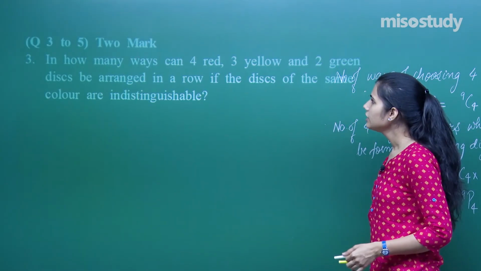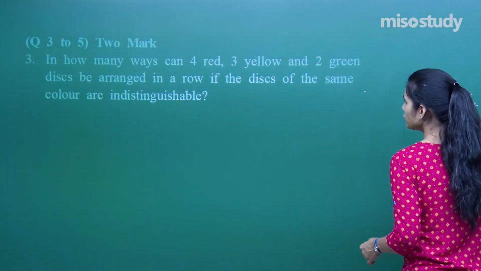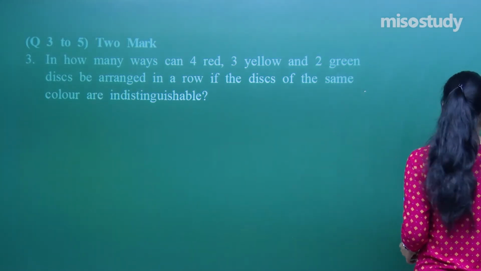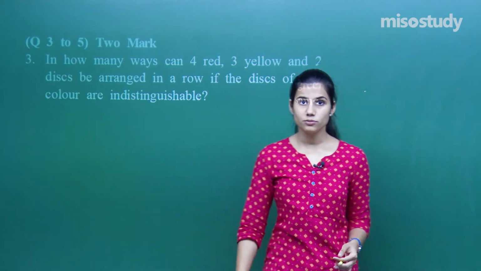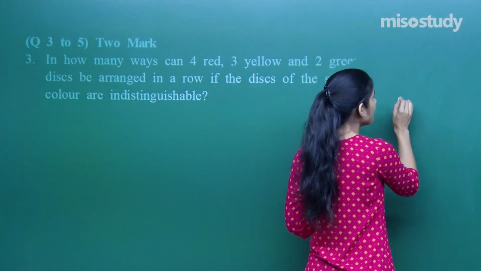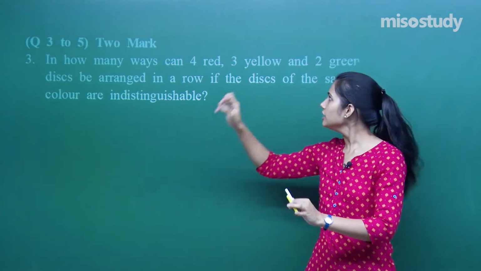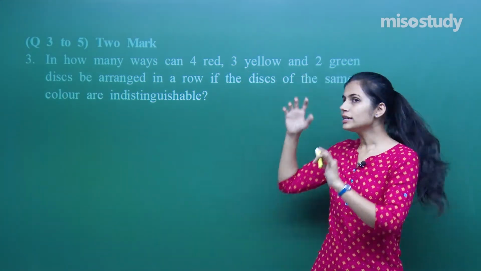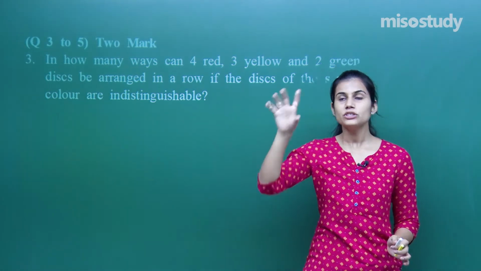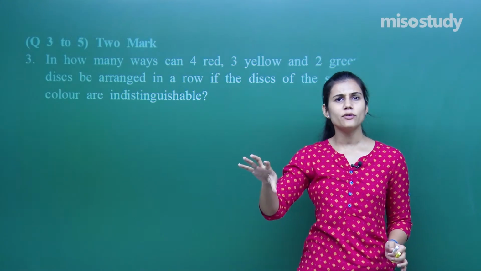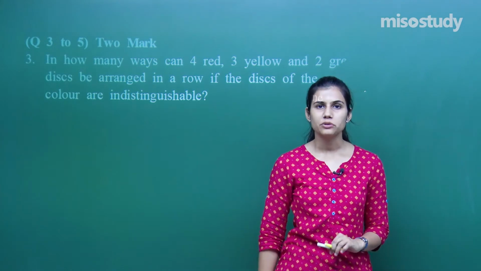Next question we have, in how many ways can 4 red, 3 yellow and 2 green discs be arranged in a row if the discs of the same color are indistinguishable? Now, basically there are 4, 5, 6, 7, 8, 9 objects. There are 9 objects, out of which 4 are same of one kind, 3 are same of the other kind, 2 are same of the third kind. There are 9 places, and you need to arrange 9 objects in which 4 are exactly the same of one kind, 3 are exactly the same of the other kind, 2 are exactly the same of the third kind. In how many ways can you arrange them?